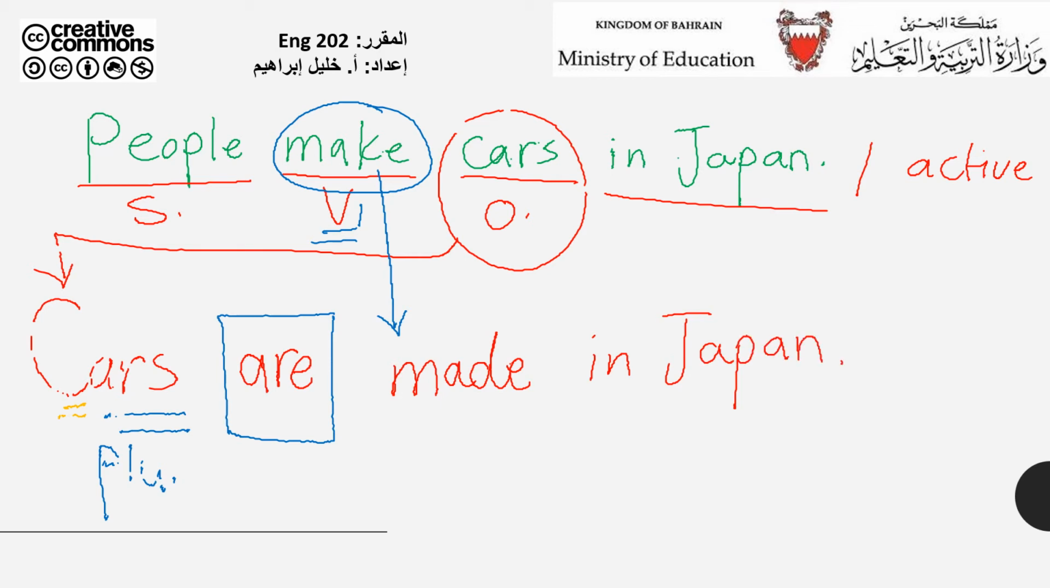I repeat. Step number 1. You take the object at the very beginning of the sentence. Then you choose a suitable helping verb from verb to be. And step number 3 is to put the verb in the past participle, or in case number 3. So can we reach a rule how to change sentences from active into passive in the present simple? So this is the rule.